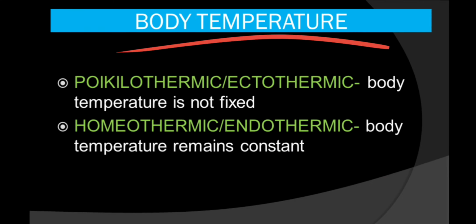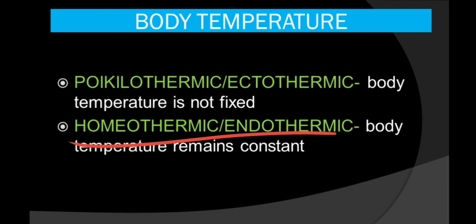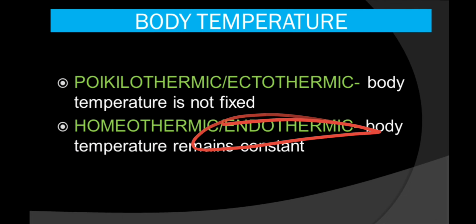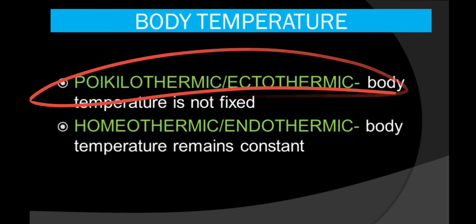Body temperature. Poikilothermic, ectothermic. Homeothermic, endothermic. Poikilothermic means cold-blooded animals. Homeothermic means warm-blooded animals.